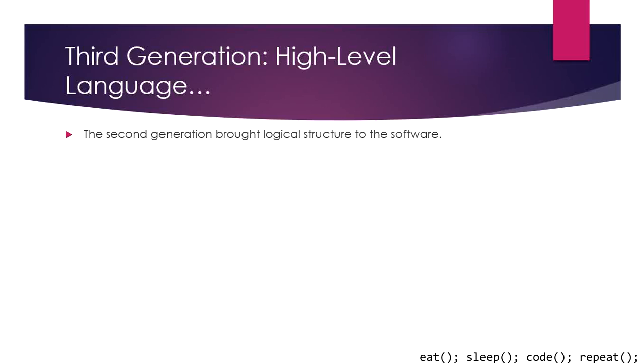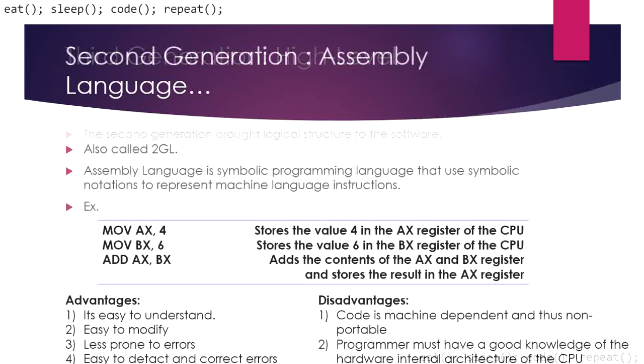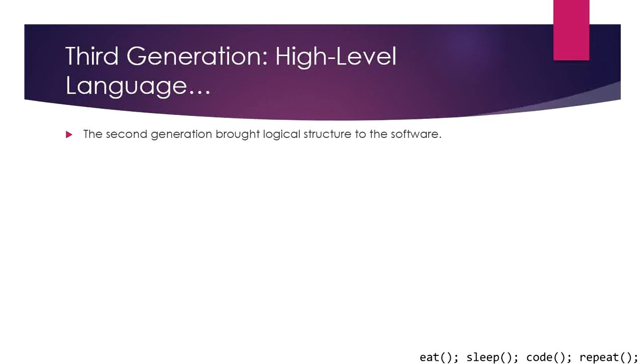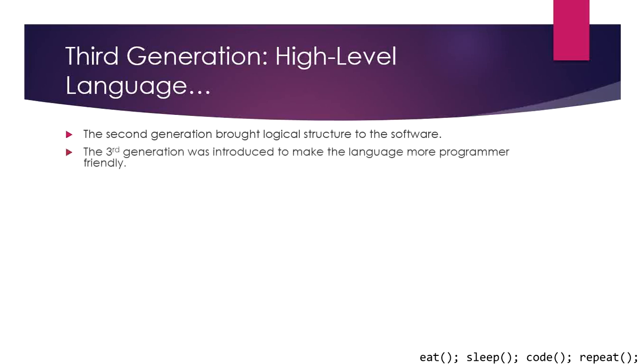Now there is the third generation also, which is the high level language. The second generation brought logical structure to software. As you can see over here, we are talking more about logic, like moving this value to the register, moving this other value to the register, and adding them. There's some logic. So the second generation brought logical structure to software, but the third generation was introduced to make programming languages more programmer friendly. Do you get that? It means that in this generation our programming languages became more friendly.